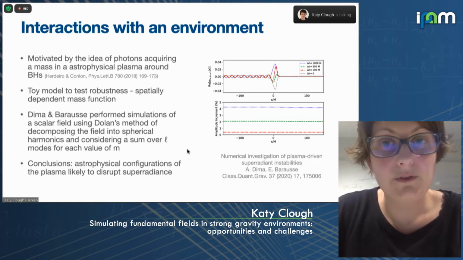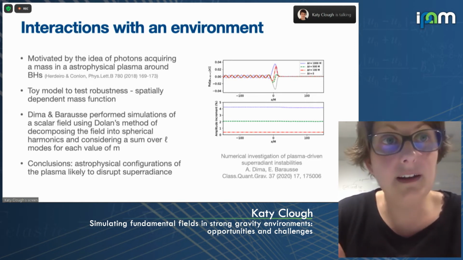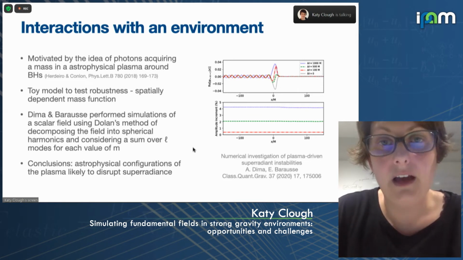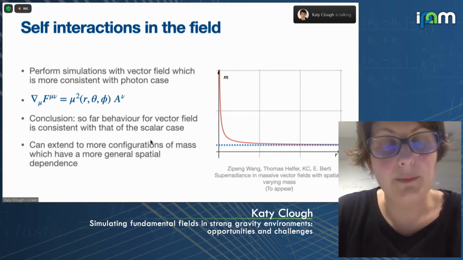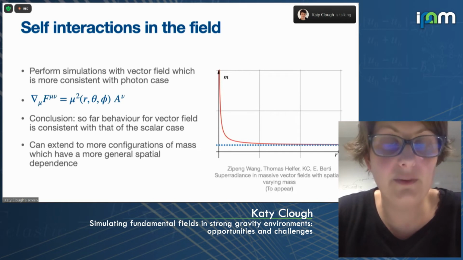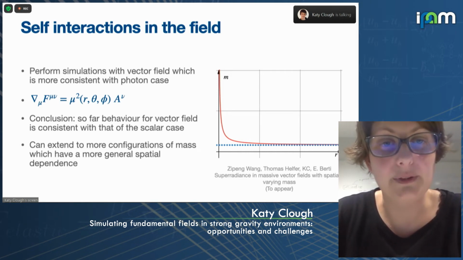So we wanted to compare this to the vector case. So I mean, ultimately, this was motivated by thinking about vectors. And as I said, in some ways, they're very interchangeable. It's not always entirely clear whether one is a good proxy for the other. So we've been essentially looking at the same cases, performing the simulations with a vector field where we have this spatially dependent mass. So ultimately, our conclusions are that so far the behavior for the vector field is very consistent with that of the scalar field. And so I don't have anything sort of shocking to tell you in terms of what happens, but I can show you a few nice examples.